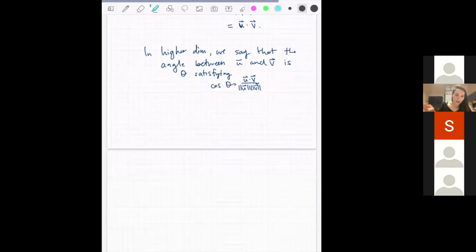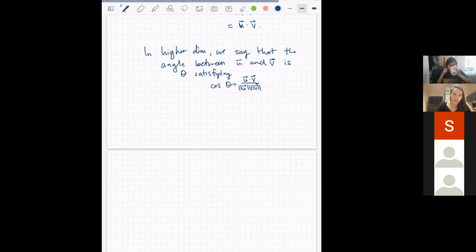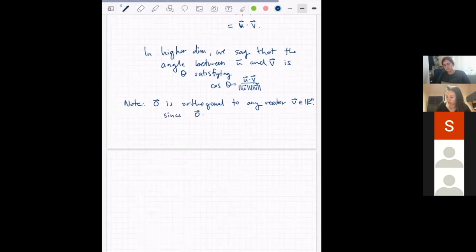Okay. So one thing to note is that zero is orthogonal to everything. It's orthogonal to any vector v in Rn, since 0 dot v will give you a sum of a bunch of zeros, so this will be 0.